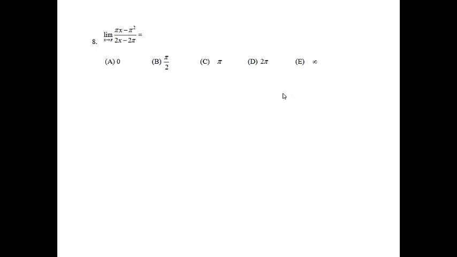Okay, problem 8. Find the limit as x approaches pi of (pi x - pi squared) over (2x - 2 pi). Okay, on this one we're not going to compare the degrees because we're not approaching infinity. Instead, I'm going to try to plug pi into my equation.